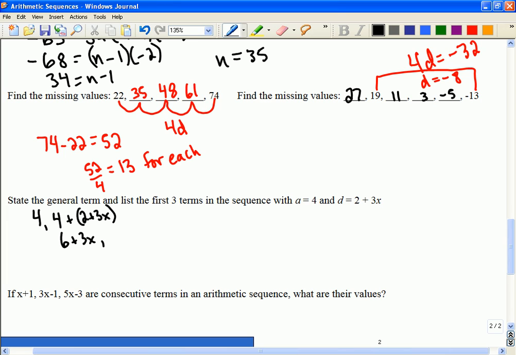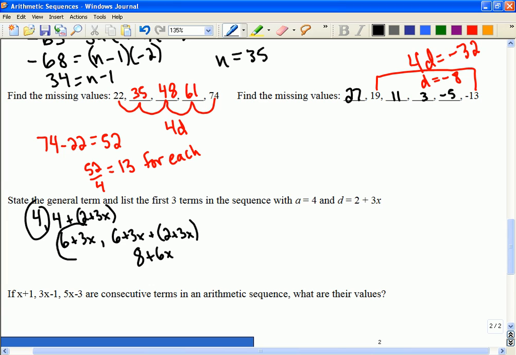How do you get from the second term to the third term? What would you do? Yeah, 6 plus 3x plus 2 plus 3x. Yeah, you just add the common difference again. So I know it's scary because there's letters there, but all we do is add a common difference to it. So it's going to be 6 plus 3x, that's the term before, and we're going to add the common difference. So altogether now I'll have 8 plus 6x. Okay. So those are the first 3 terms.